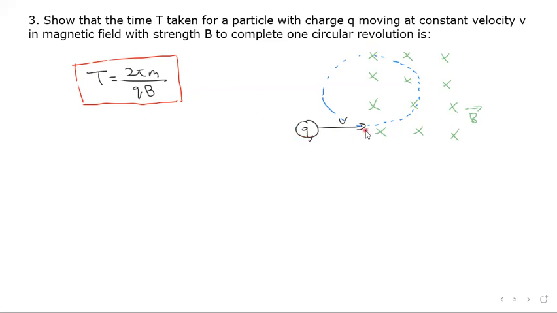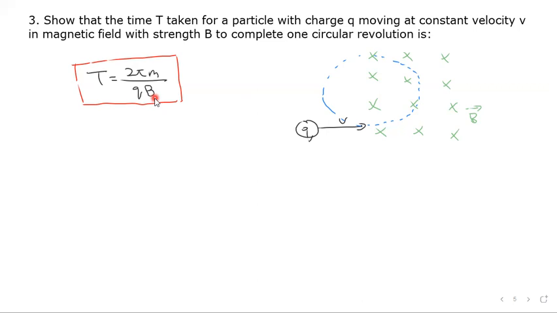It undergoes a circle, and the time it takes to go around once in the circle is given the letter capital T. You want to show that this capital T is equal to 2 pi m over qB, where m is the mass of the particle, q is the charge of the particle, and B is the magnetic field strength. Given what we just did with the earlier question, you might have an easier time understanding how to do this.